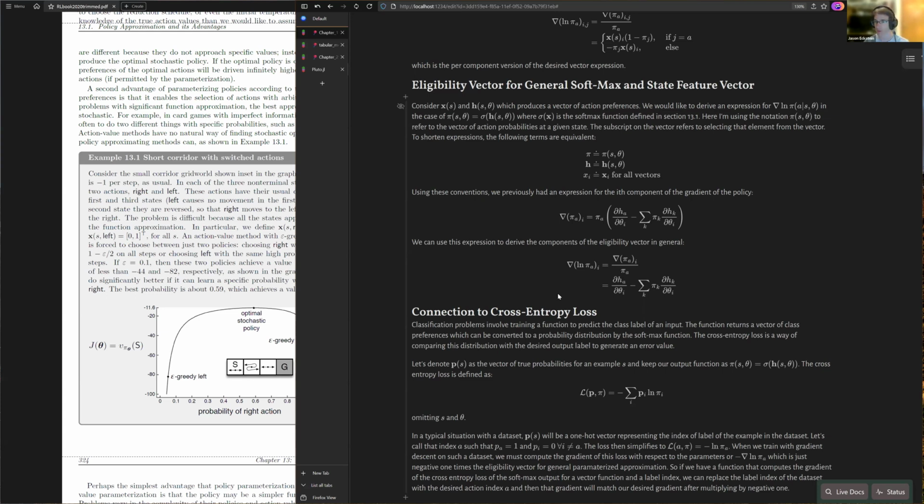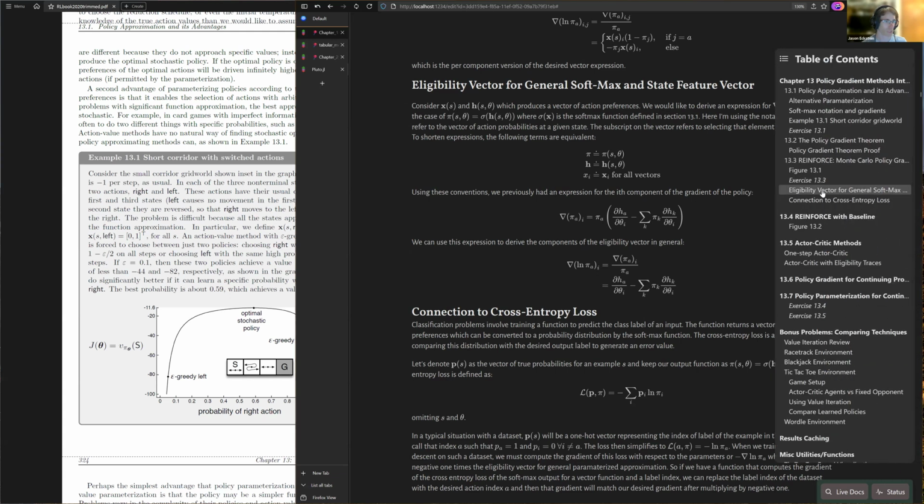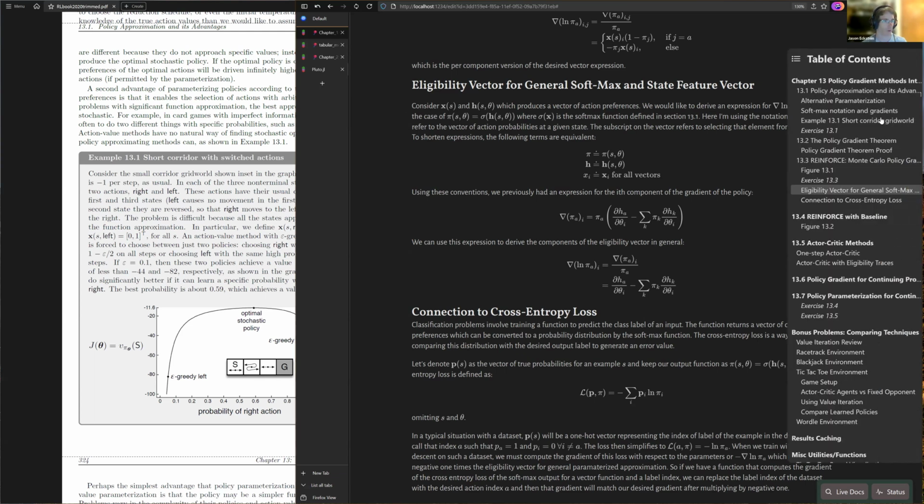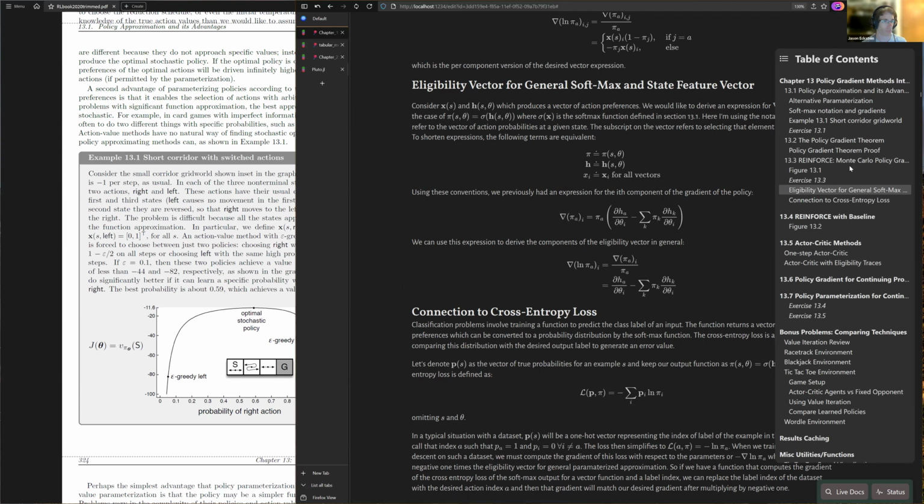So yeah, are there any questions about this? I guess this whole final section of calculating the eligibility vector. Because if not, I think we'll stop there for now, and we'll see how far we get in the chapter the next time. But we basically have baseline methods and then actor critic methods after this.